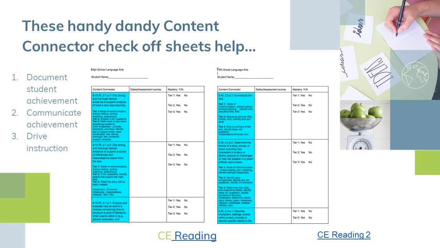And I've also broken it down into the tiers. And then on the right-hand side, I have the option of circling yes or no for was tier 1 mastered, was tier 2 mastered, was tier 3 mastered. So when we are looking at passing students from grade level to grade level, teacher to teacher, it kind of gives you that starting point, that instructional starting point to know where to begin.